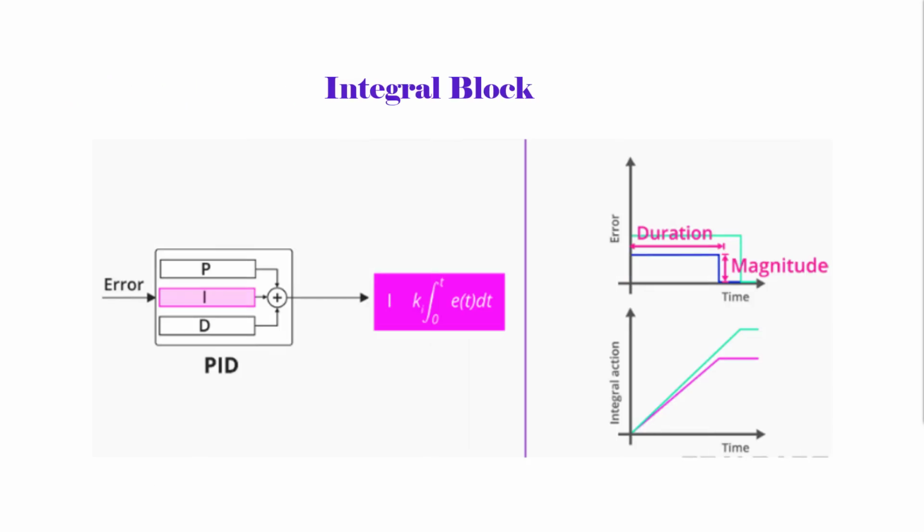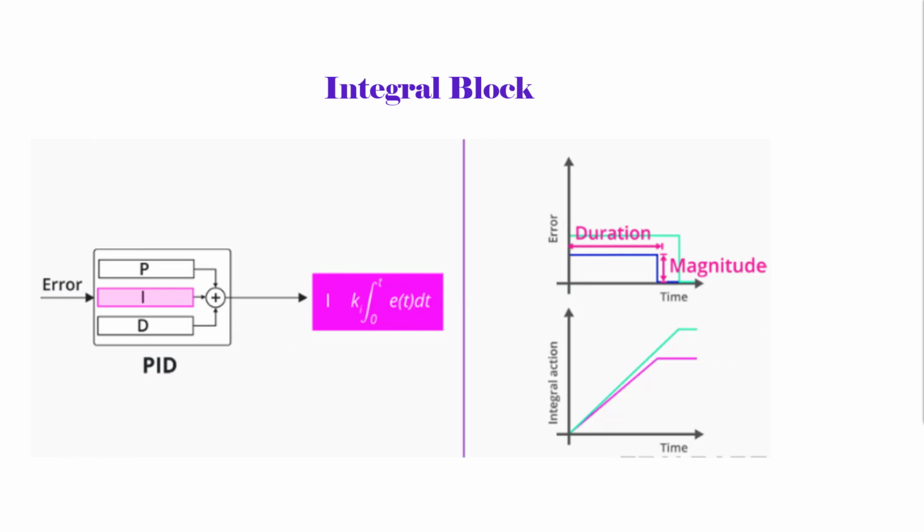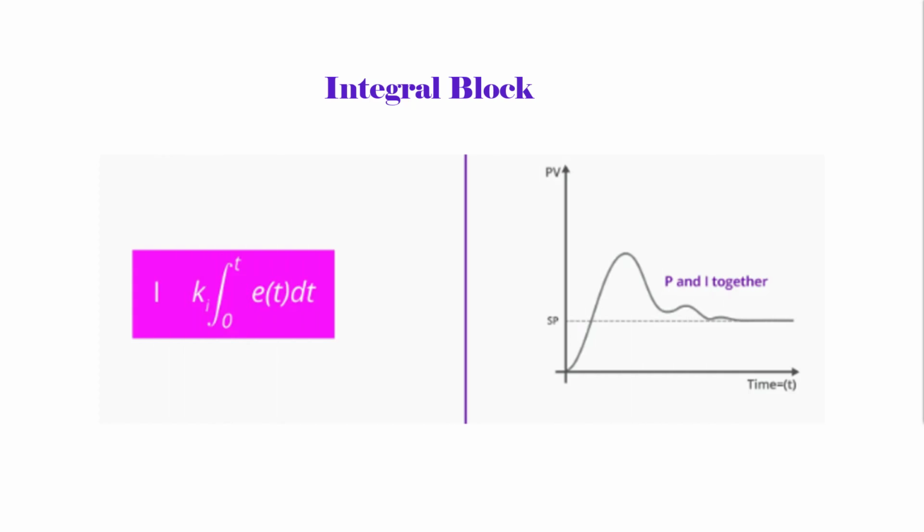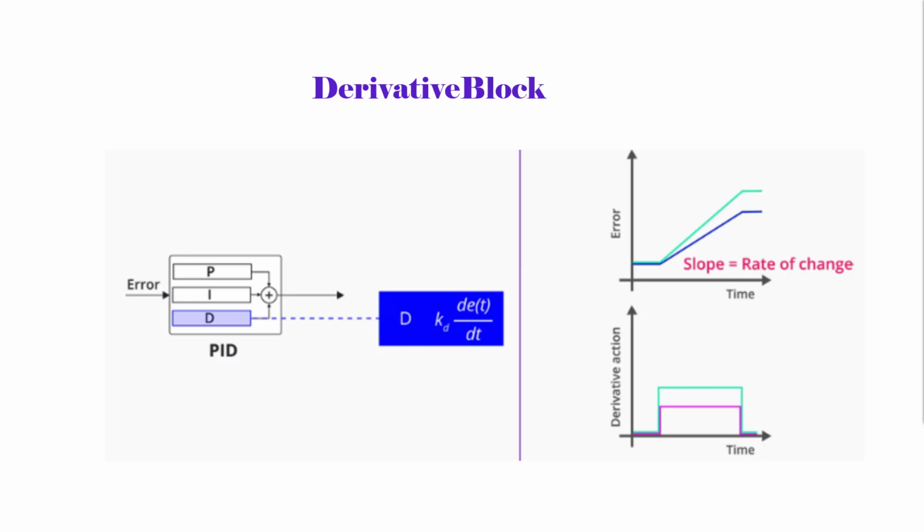The integral block creates an output proportional to the duration and magnitude of the error signal. The longer the error and the greater the amount, the larger the integral output. As long as an error exists, integral action will continue. The derivative block creates an output signal proportional to the rate of change of the error signal. The faster the error changes, the larger the derivative output.